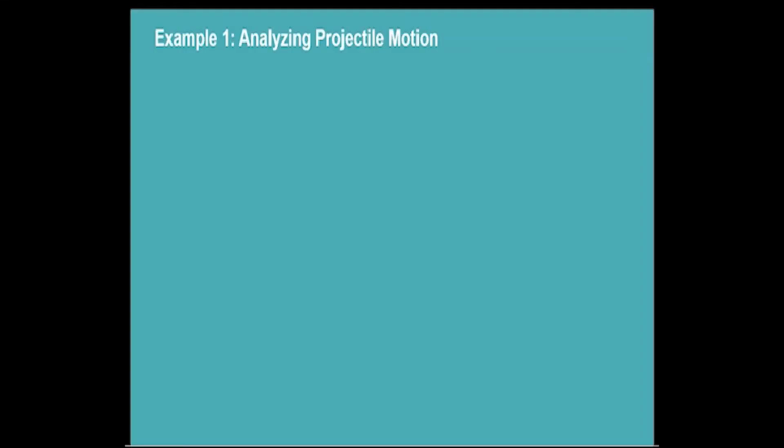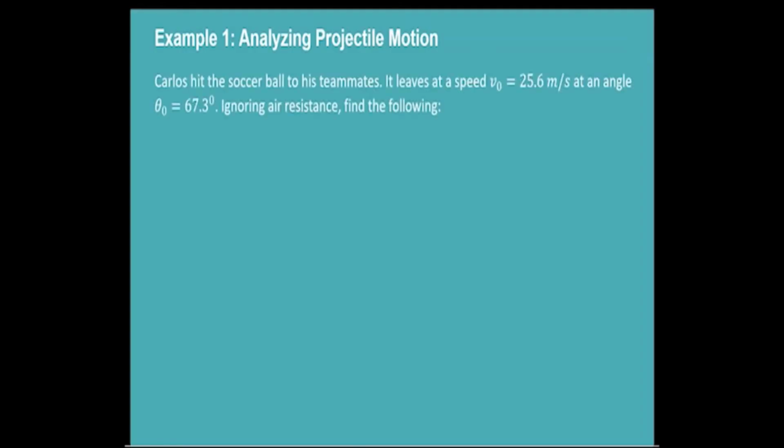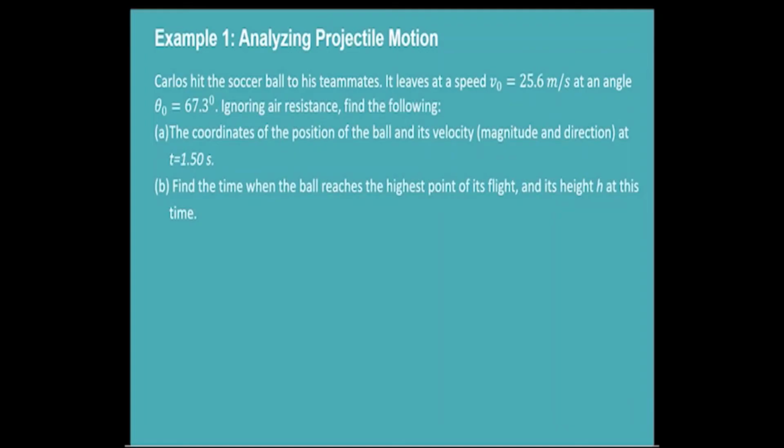Now, let's proceed to example number 1, analyzing projectile motion. Carlos hit the soccer ball to his teammates. It leaves at a speed V sub 0 equal to 25.6 meters per second at an angle of 67.3 degrees. Ignoring air resistance, find the following. Letter A, the coordinates of the position of the ball and its velocity, magnitude and direction, at t equal to 1.50 second. Letter B, find the time when the ball reaches the highest point of its flight and its height h at this time.